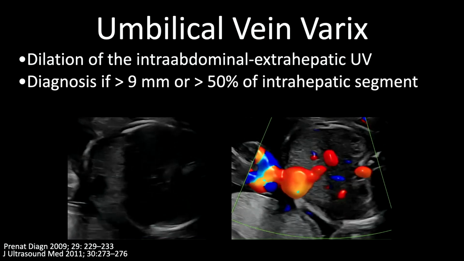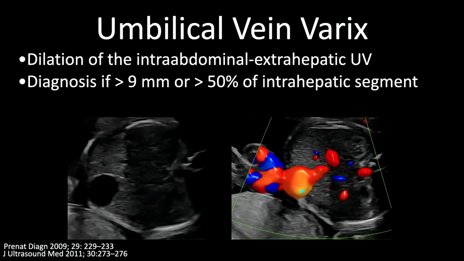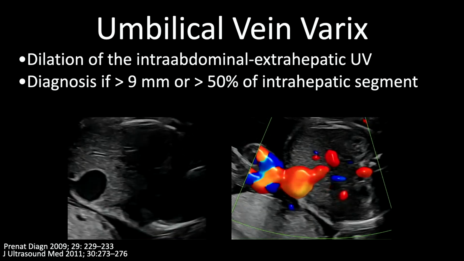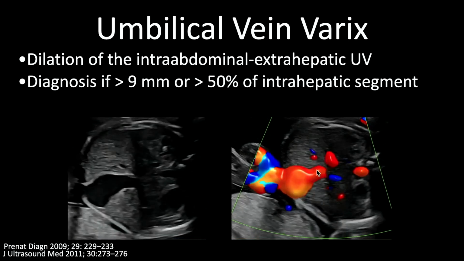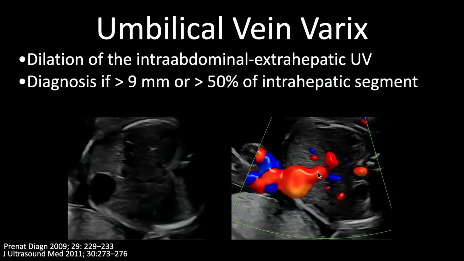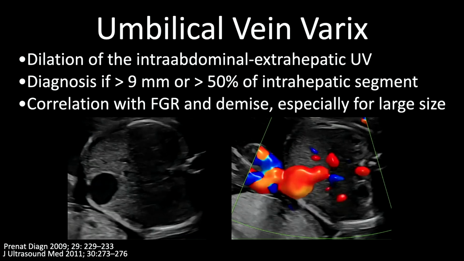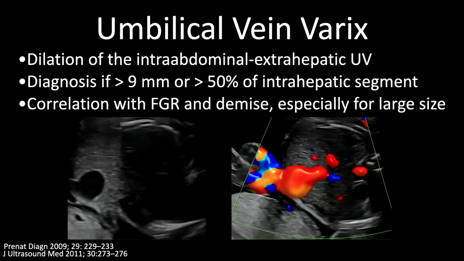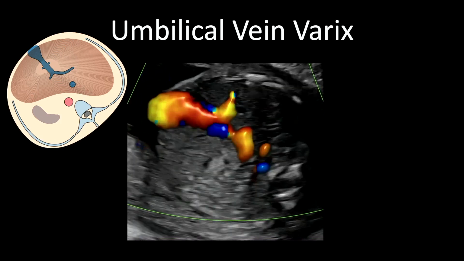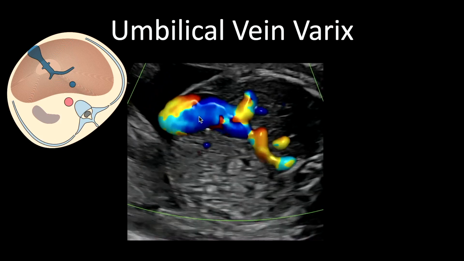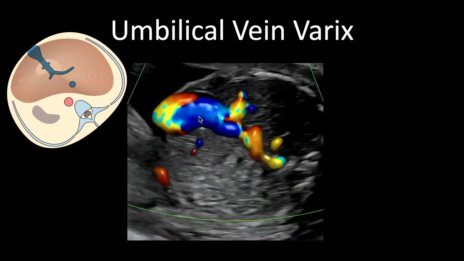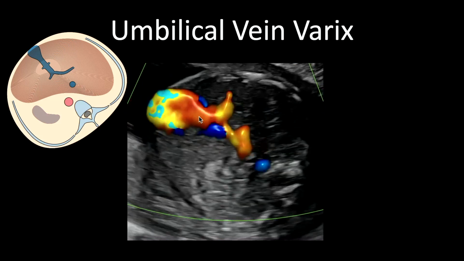Typically, it's a visual inspection. You see dilation, you make the diagnosis, but there are some objective criteria. If it is more than 9 millimeters or greater than 50% of the diameter of the intrahepatic segment. So either of these two. There's some correlation with fetal growth restriction and demise, especially for large sizes. If you have a varix as big as this one, I think this warrants more close observation and follow-up. Probably every 3 to 4 weeks follow-up growth and maybe some fetal surveillance in the third trimester.